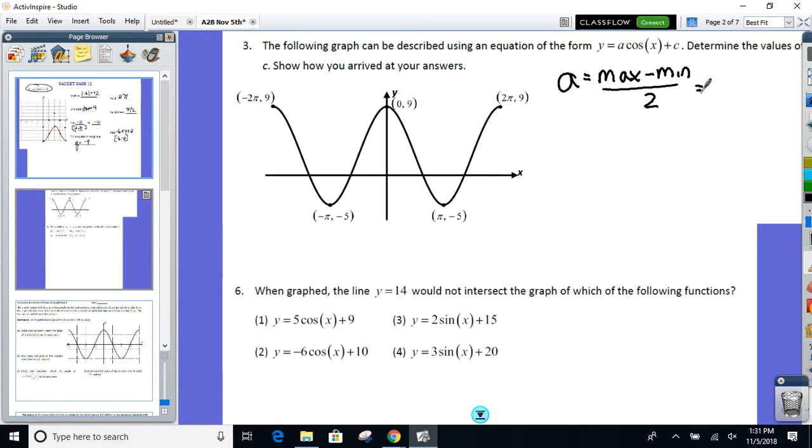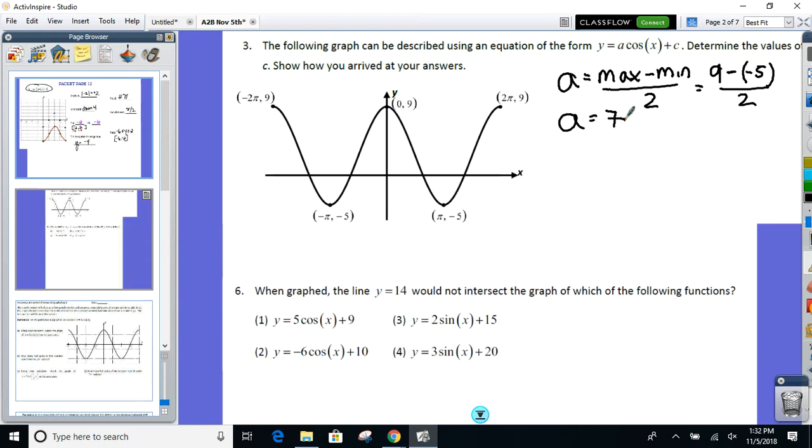All right, guys, look at the points I gave you. What is the highest Y value, the maximum value? 9. Now be careful here. What's your minimum? So it's going to be 9 minus a -5. Yep, not 9 minus 5, 9 minus the -5. So the A value out in front should be 14 divided by 2, 7.